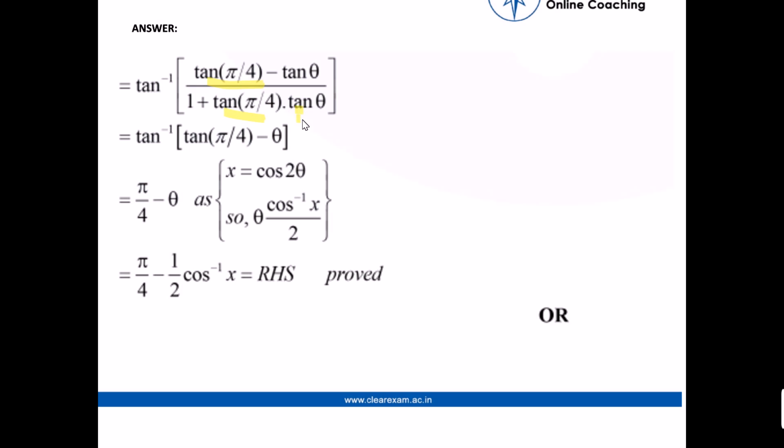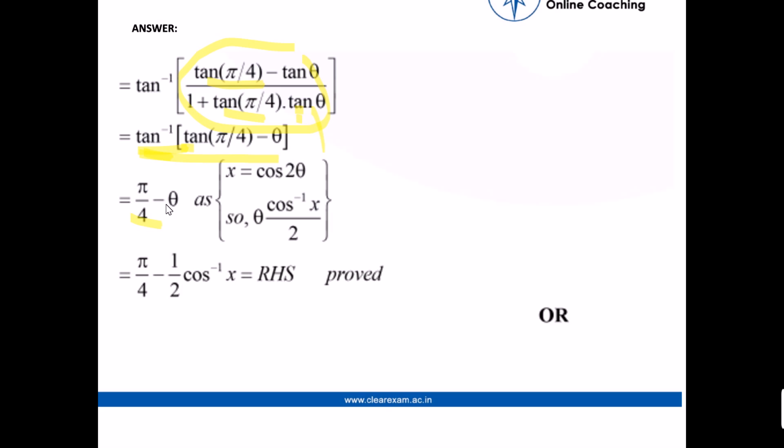So we can write that equation like this. After that, we use the formula (tan a − tan b)/(1 + tan a tan b), which is tan of (a − b). So we get this equation by that formula. As we know, x equals cos 2θ, so θ equals 1/2 cos inverse x. Then we cancel tan with tan inverse, and we get this.